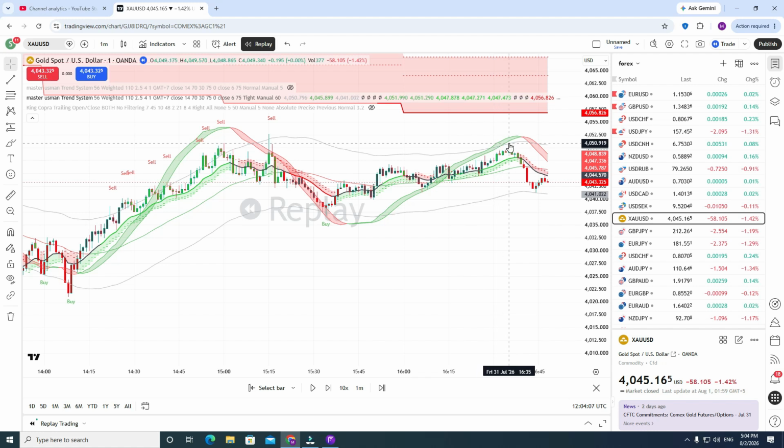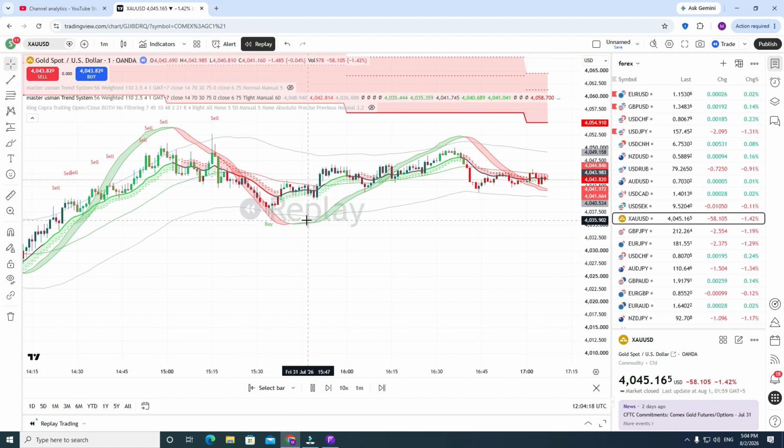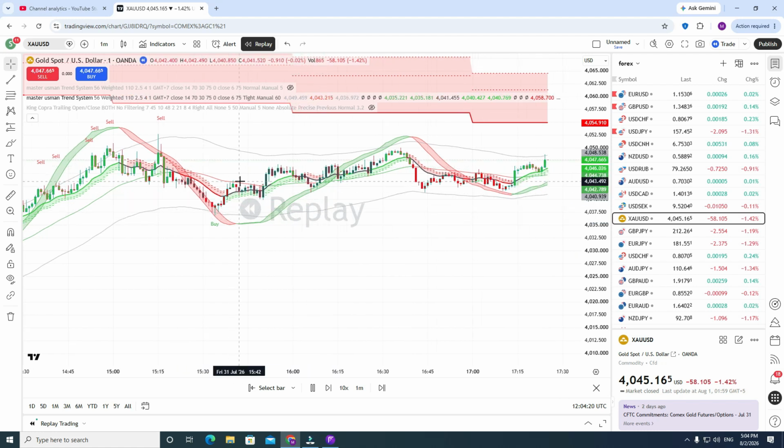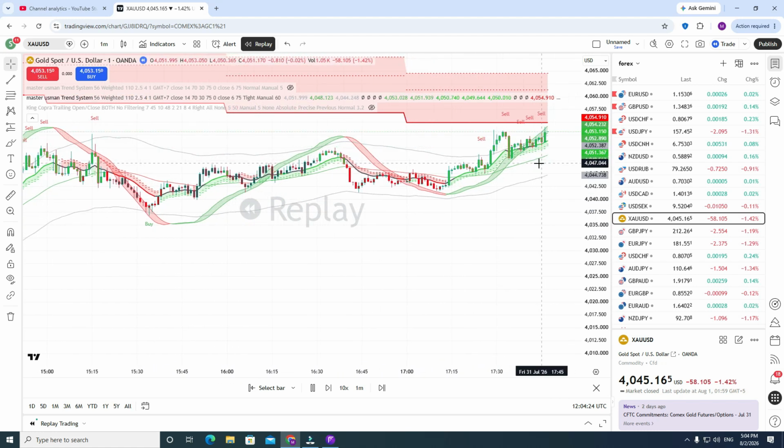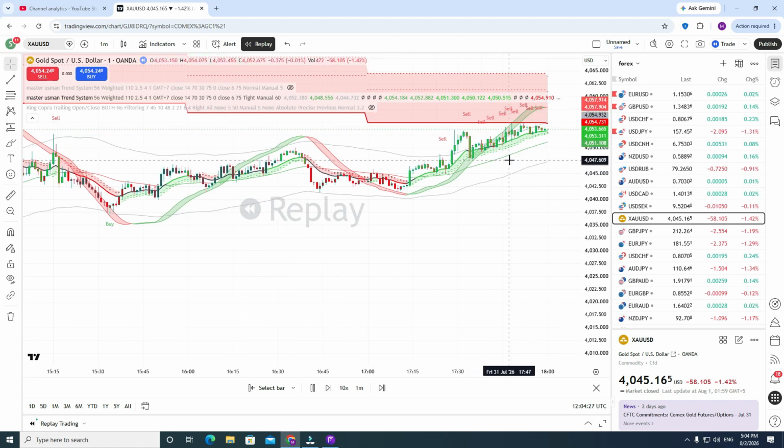Like here you can see entry at this point, and you can see this candle is touching the lower band line, and you guys are getting the profit. So this is the best strategy. Nobody will give you this, and nobody can provide you this strategy like I'm providing. Okay, nobody.